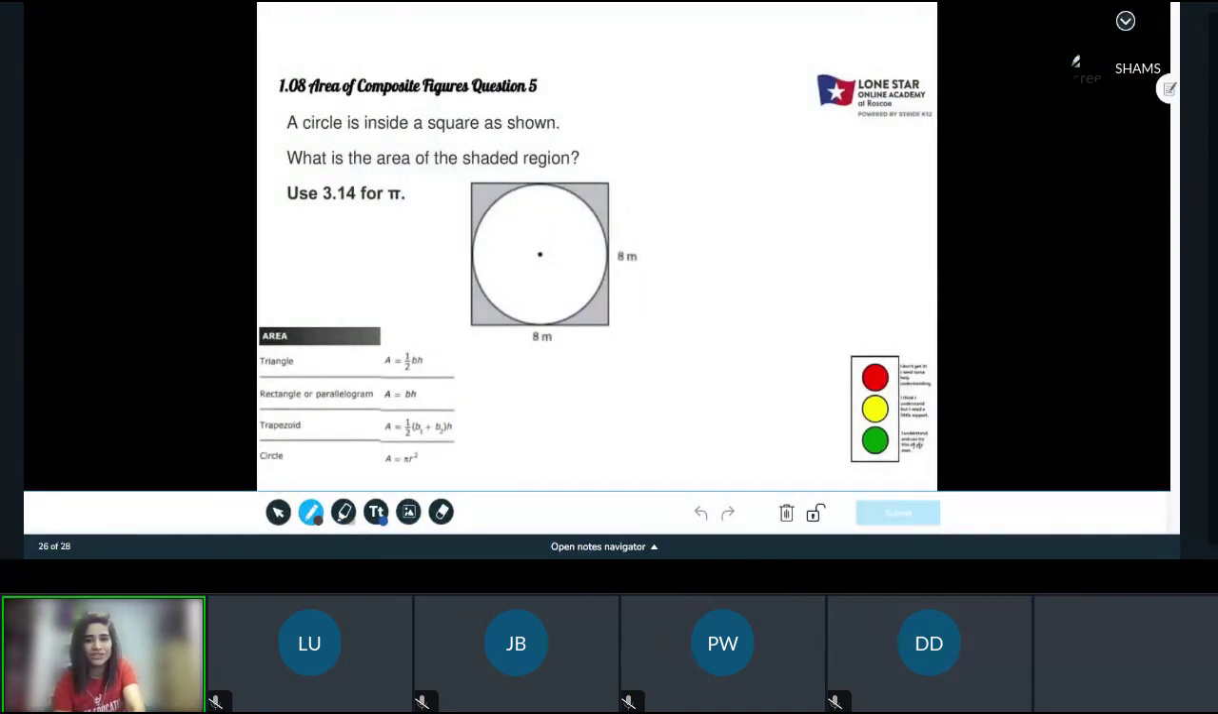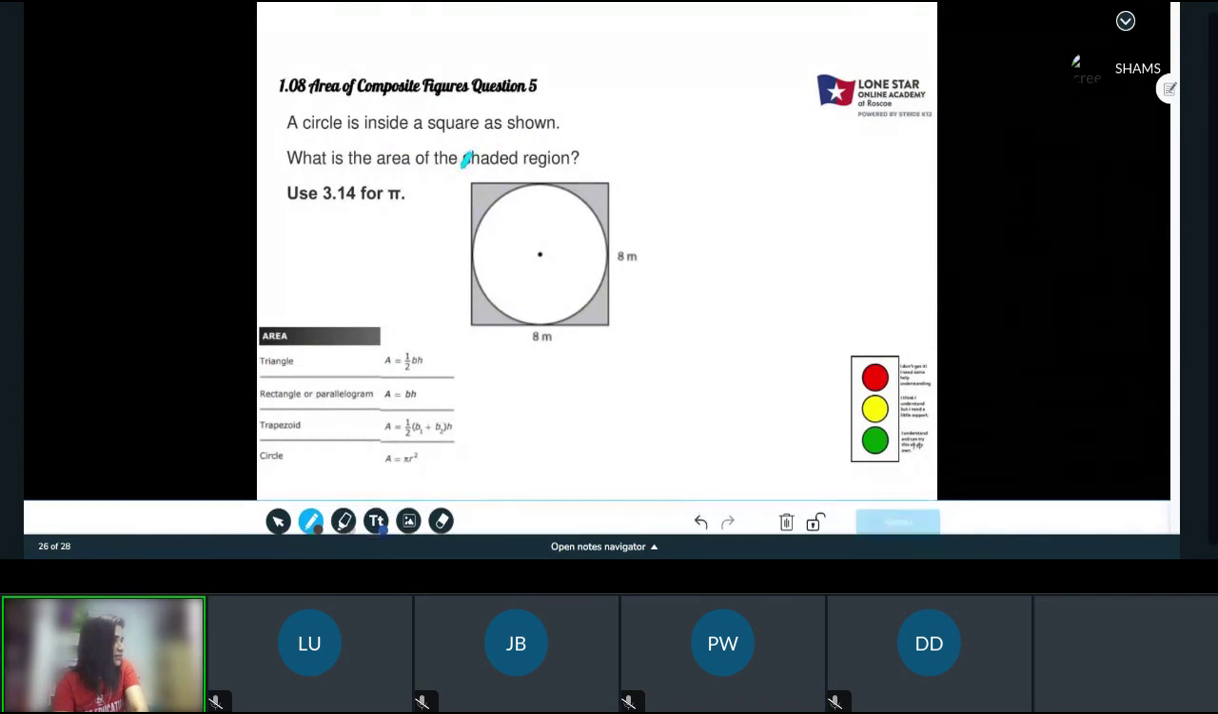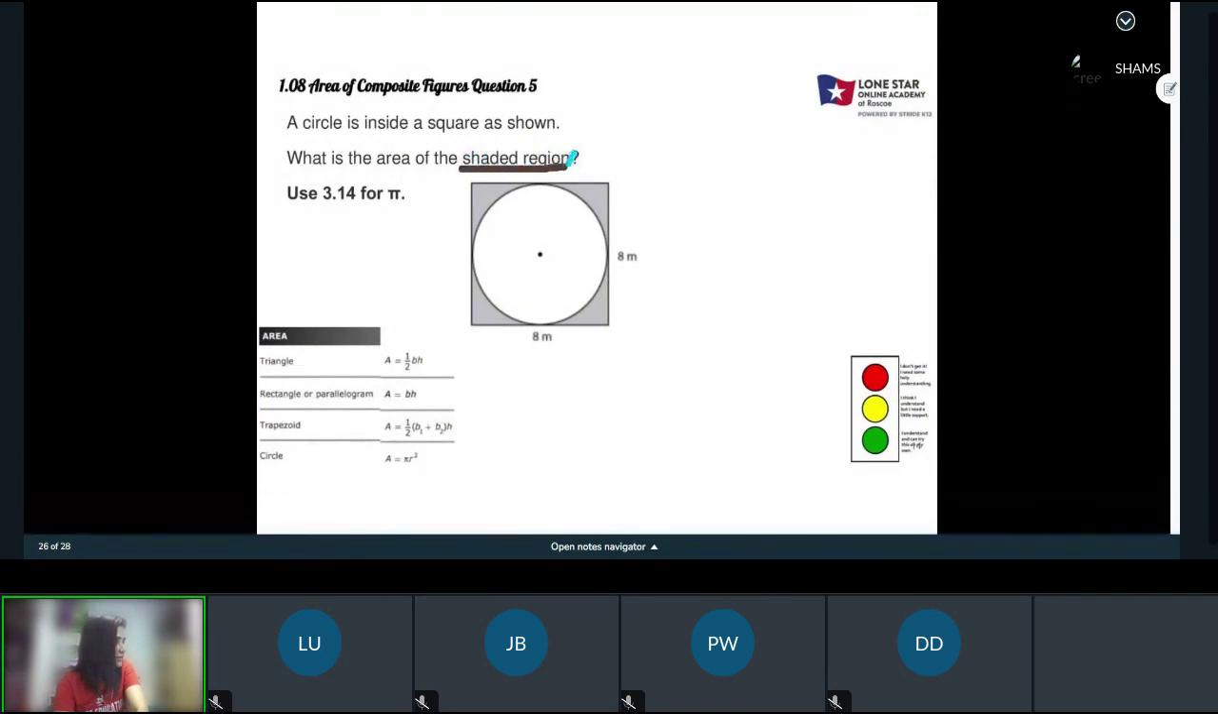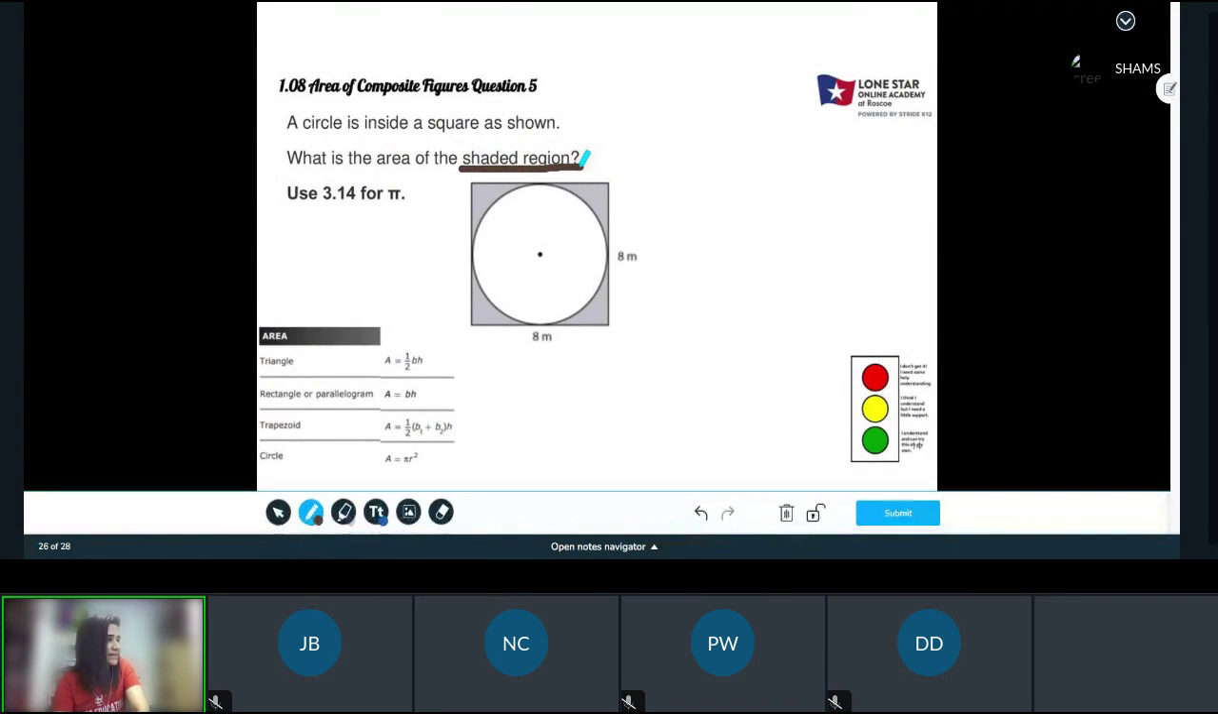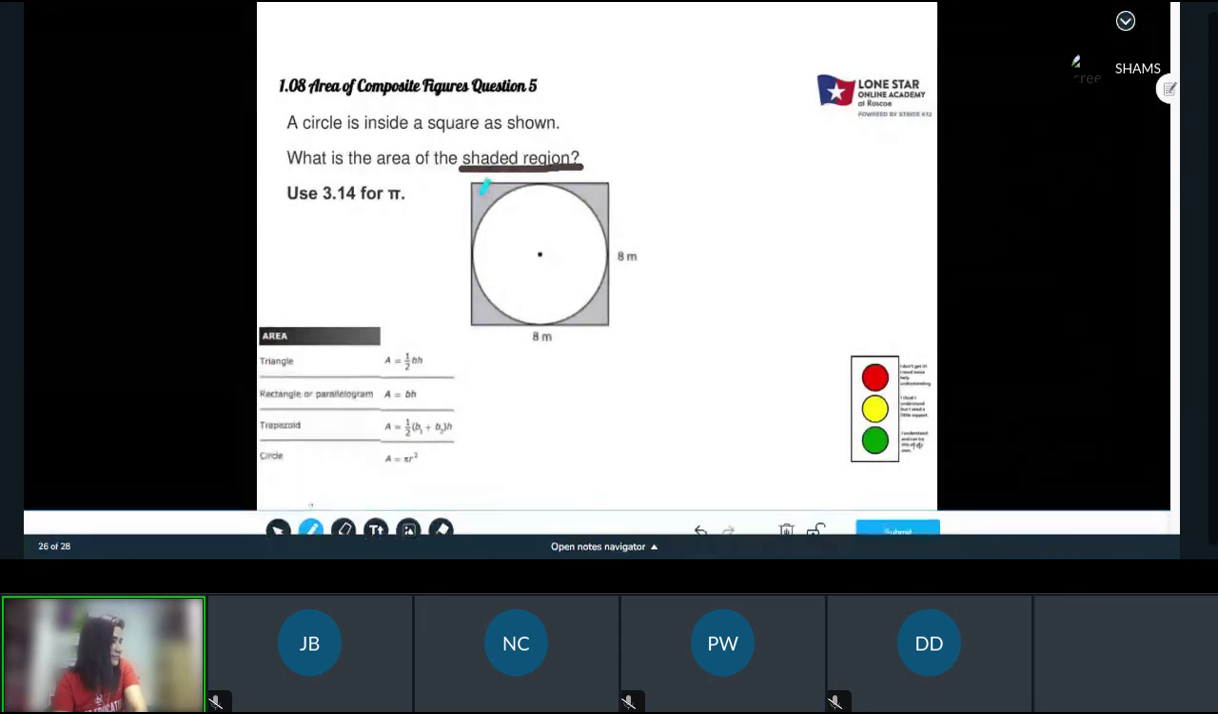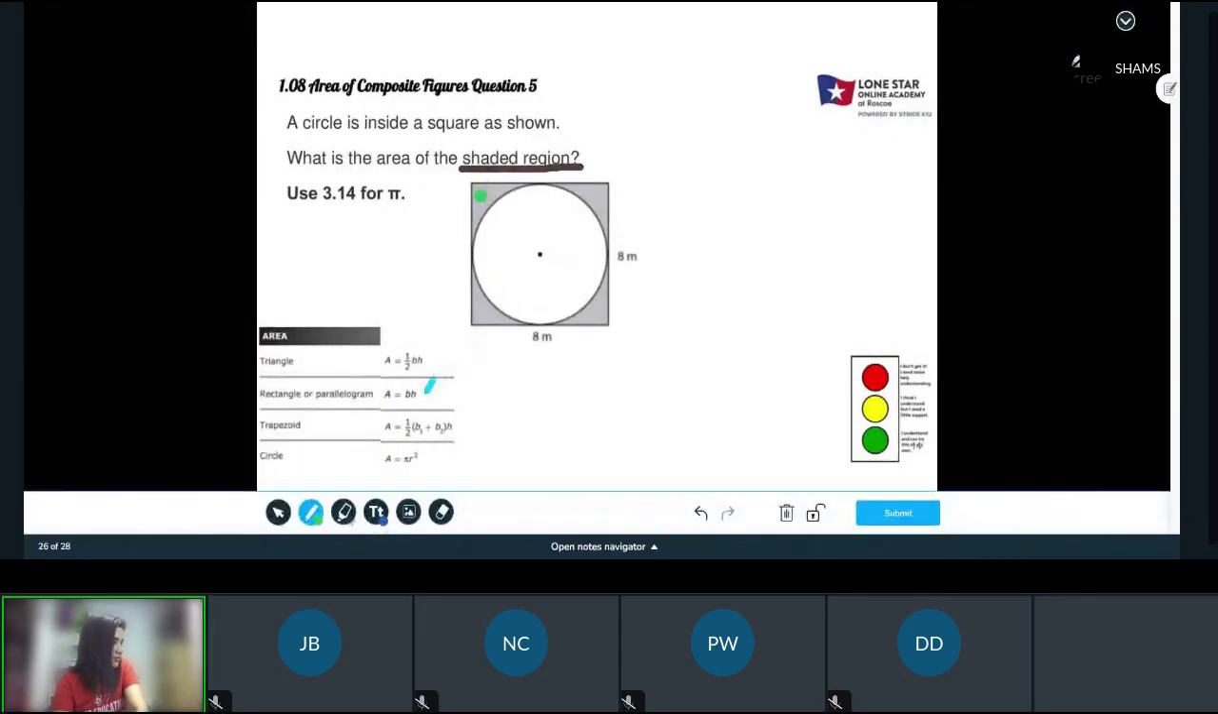We want shaded area, right? What does it say? Find area of the shaded region. Go ahead, get started. What are the two shapes you see here? You can color code your work, mark the formulas, and get started. Okay, I'm going to also mark my formulas and color code them.